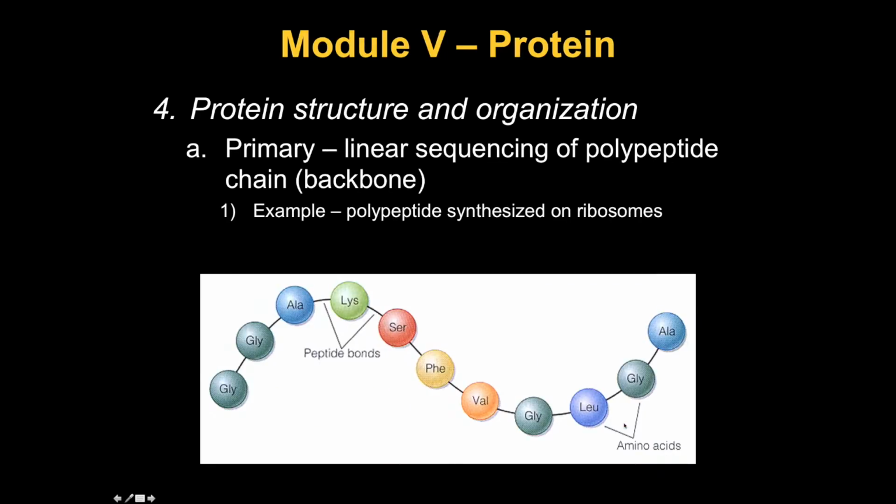Protein comes in various structures, and the very simplest form of a protein exists as a primary protein, the linear sequencing of the polypeptide chain. So this is basically a whole bunch of amino acids put together in a single line. So we just go right down the line and we add one amino acid after the next.